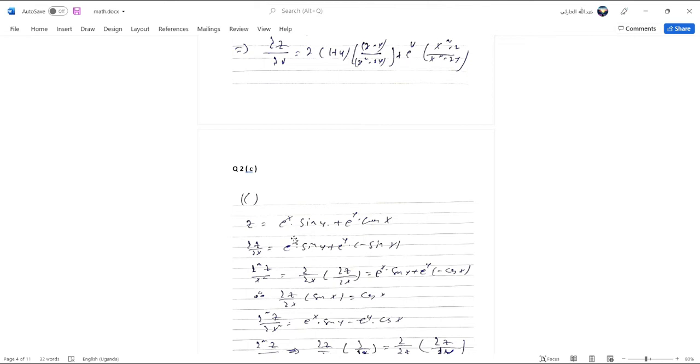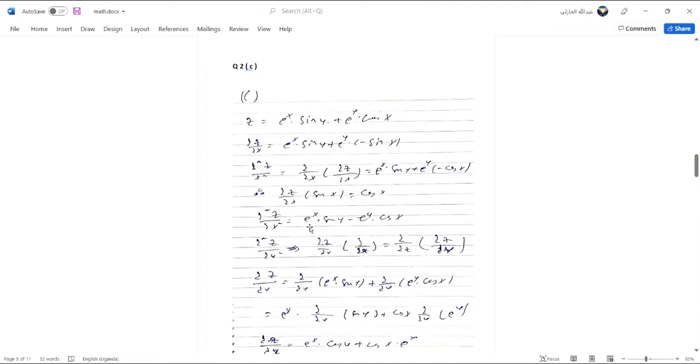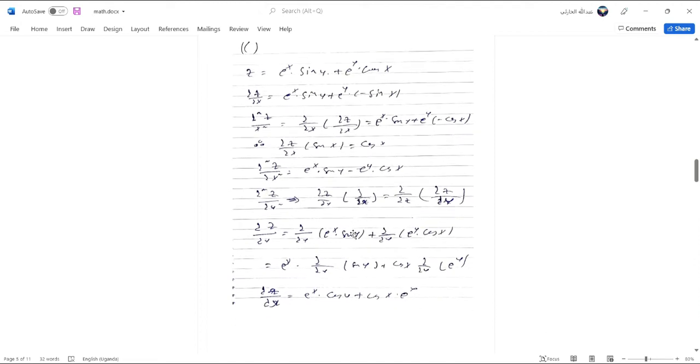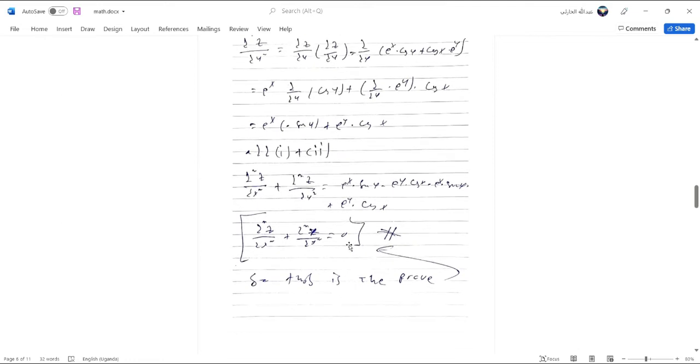And you have to specify that with Laplace equations, dz over dx plus dz over dy equals 0. As you see, this is the equation. So we do all this proof and steps and calculation. We find lastly it's equal, same as we did.